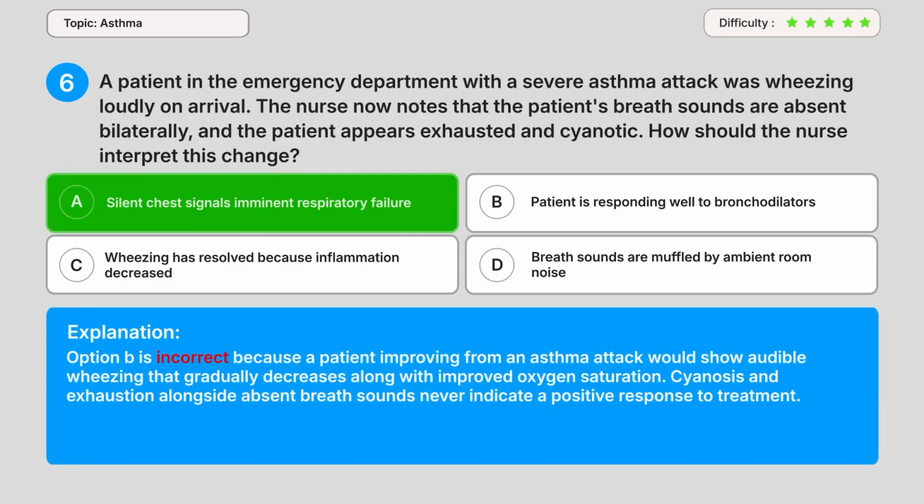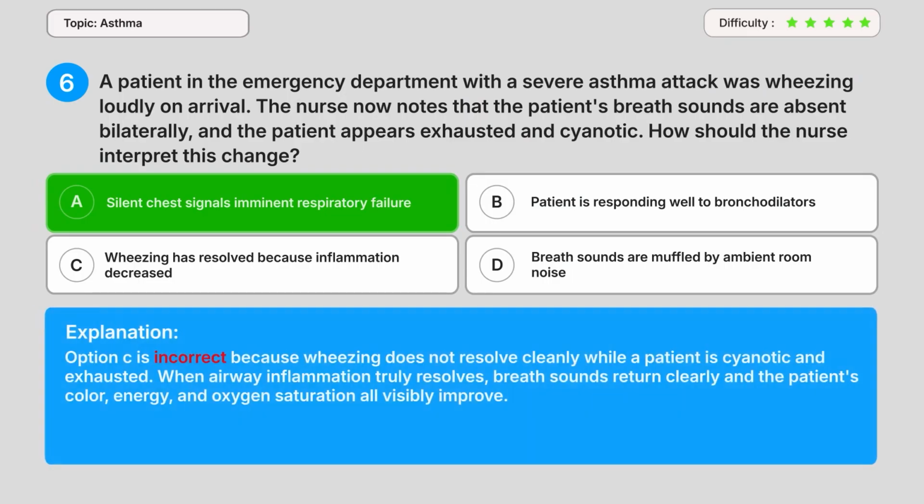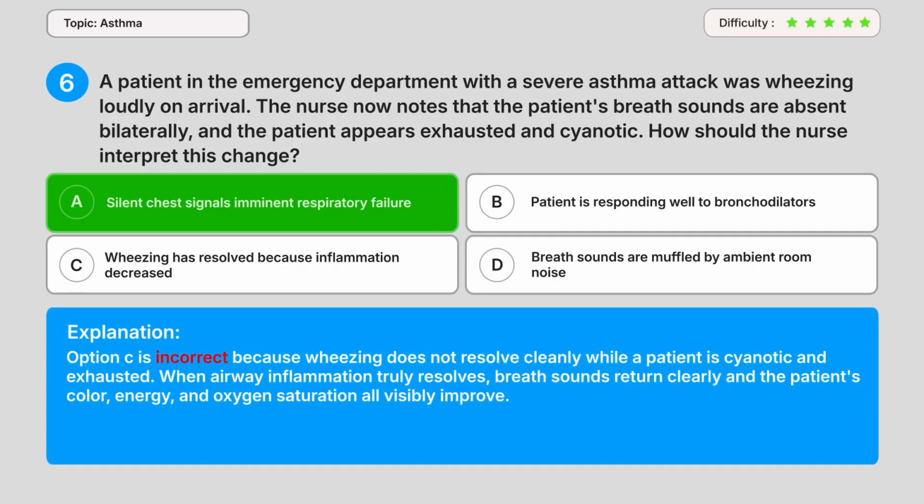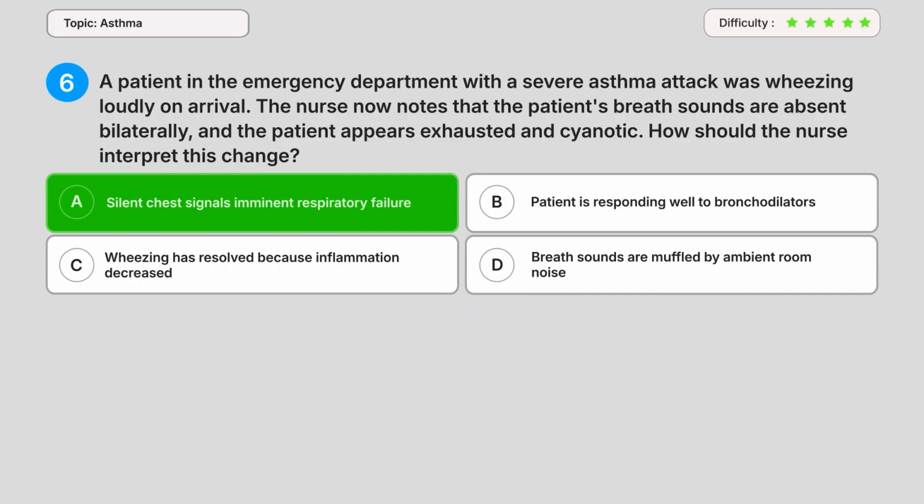Option B is incorrect because a patient improving from an asthma attack would show audible wheezing that gradually decreases along with improved oxygen saturation. Cyanosis and exhaustion alongside absent breath sounds never indicate a positive response to treatment. Option C is incorrect because wheezing does not resolve cleanly while a patient is cyanotic and exhausted. When airway inflammation truly resolves, breath sounds return clearly, and the patient's color, energy, and oxygen saturation all visibly improve.